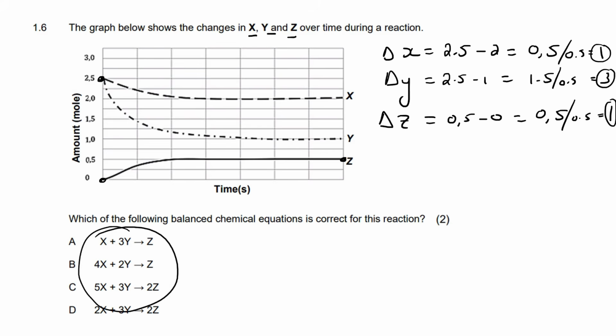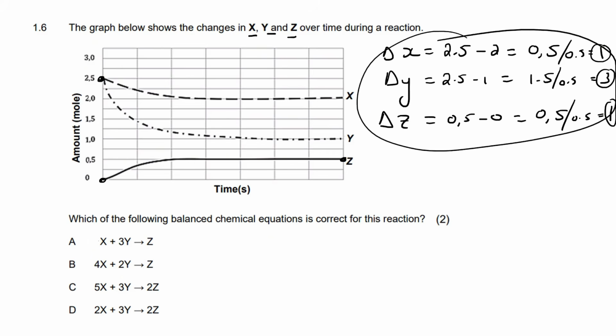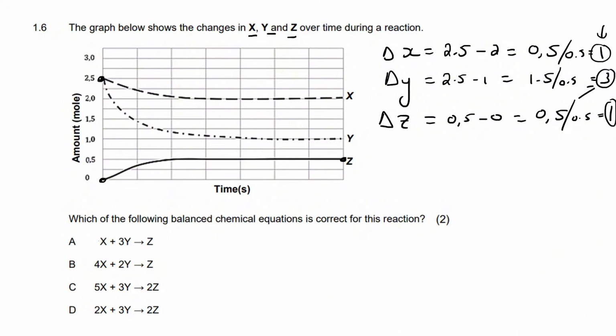Because in a chemical reaction, they are telling you for every 1 mole of this, you need 3 moles of that, and for every 4 moles of that, you need 2 moles of that to make 1. Those ratios are telling us how the reaction changed. So what we can see is that X is a 1, Y is a 3, and Z is a 1. So the answer must be A.